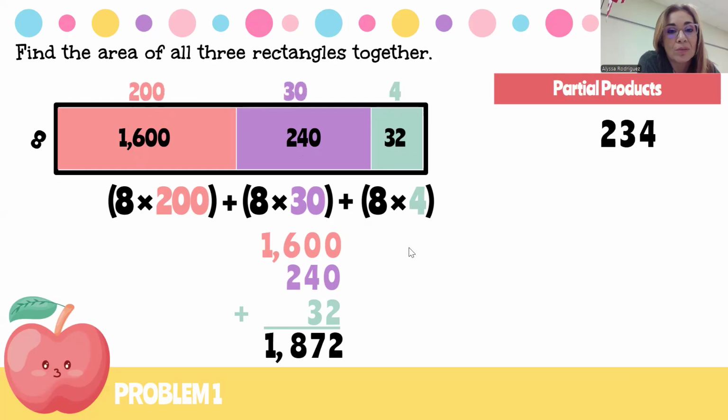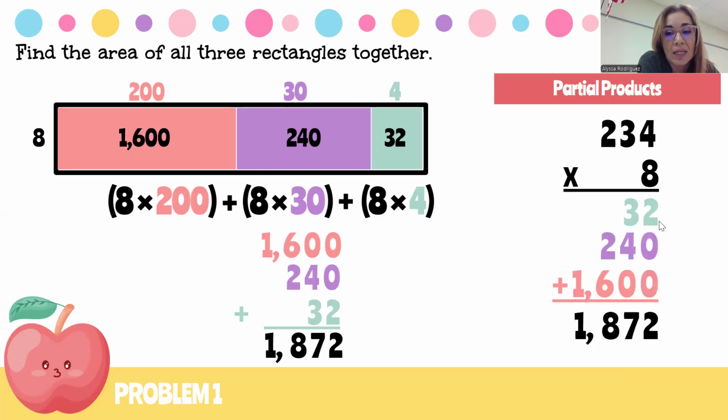Then with the partial, there's another way you can do it. You can add all the numbers at the top and multiply it by 8. And then you're going to do your partial to get the same answer. Is it the same? Hold on. Yes, it is. Okay.